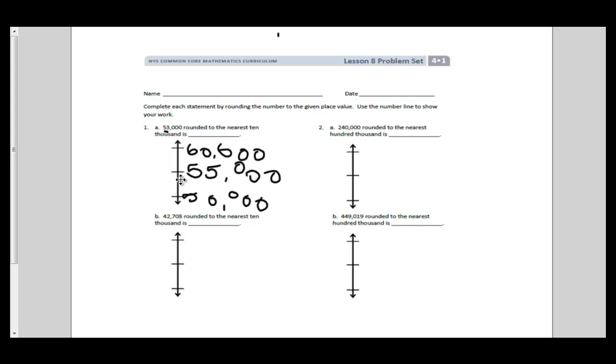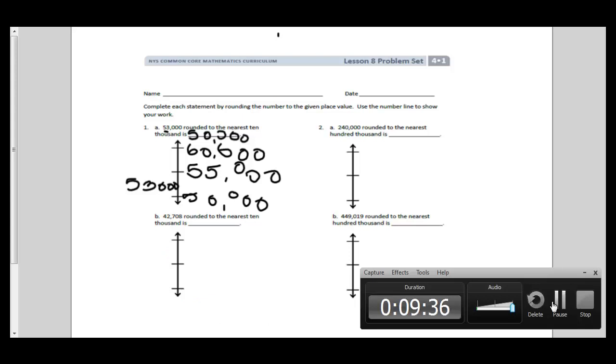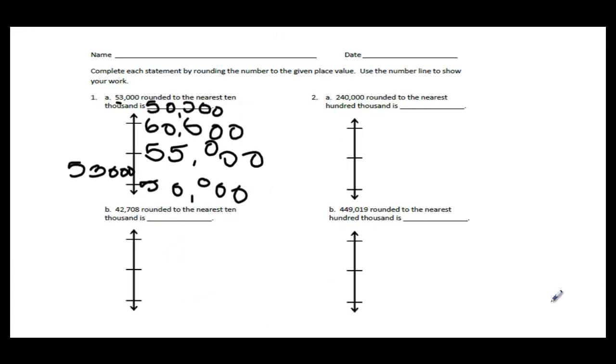I've got to decide, does it come in this lower portion here, or would it come in the top portion of my vertical number line? And actually, 53,000 is less than 55,000. So it would come in the lower part of our vertical number line. So 53,000 rounded to the nearest 10,000 would be 50,000. Okay, let's take a look at the next one.